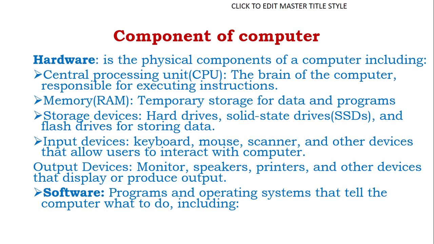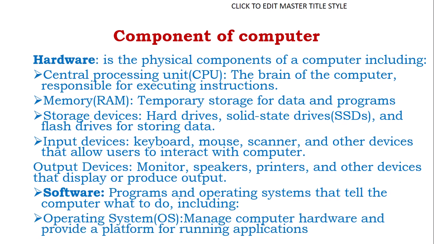So we have the software. Software programs include the operating system that tells the computer what to do. The operating system manages computer hardware and provides a platform for running applications. The operating system performs a variety of tasks. Some of the functions of the operating system are to restart a computer and to start it. They manage security and so on. There are very many functions of the operating system.